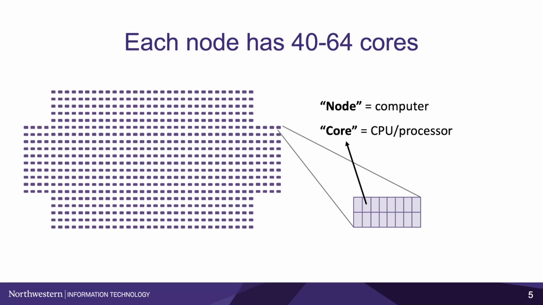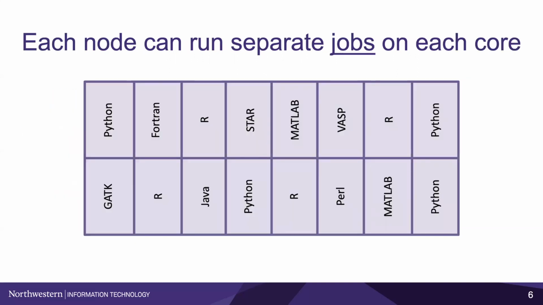Now, let's focus our attention on this single node to see what it's doing. As you can see in this illustration, each node can be running a bunch of jobs at any given time. Here, you can think of the term job as a prepackaged sequence of commands that a user submits. Some cores are running Python, some are running R, and some are running MATLAB, as you can see.